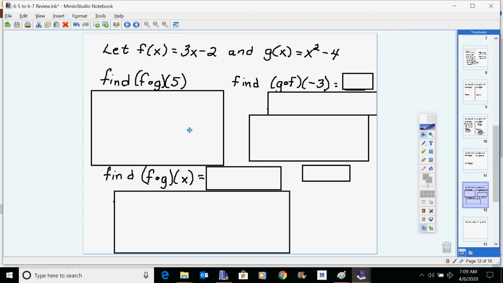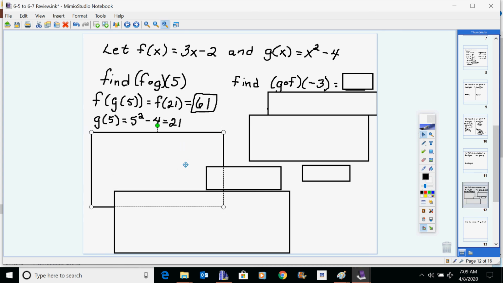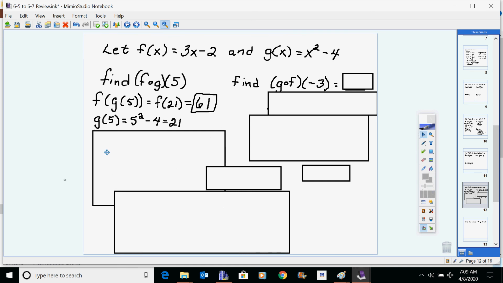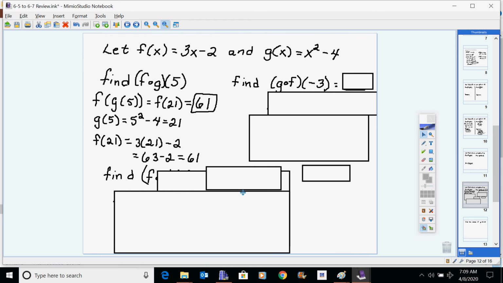So let's take a look at that. We find g of 5 first. g of 5, 5 squared minus 4 is 21. So then you take what you got for that and put it into the f function and get 61.